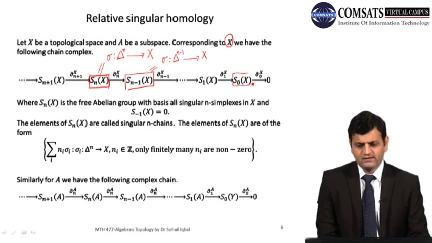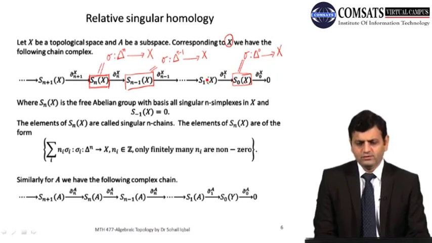And what is S naught X? This is the free abelian group generated by all continuous functions from the 0 simplex to X. In other words, S naught X is basically a free abelian group generated by all the points of X. So the basis of this free abelian group is the set of points of the space X.